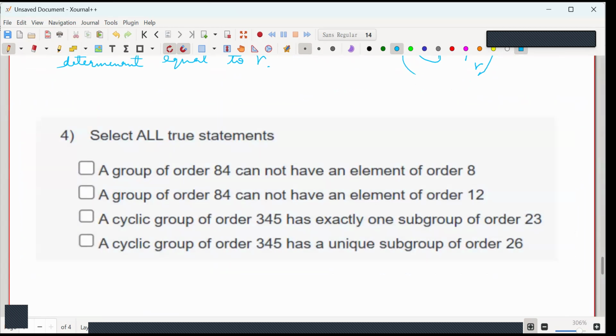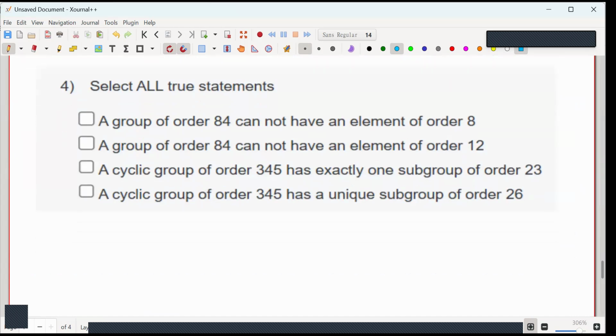We will select all true statements. A group of order 84 cannot have an element of order 8. This is true, sir. Why? Lagrange's theorem.